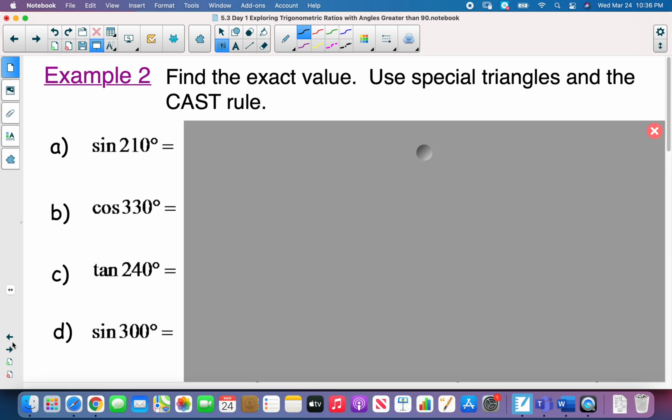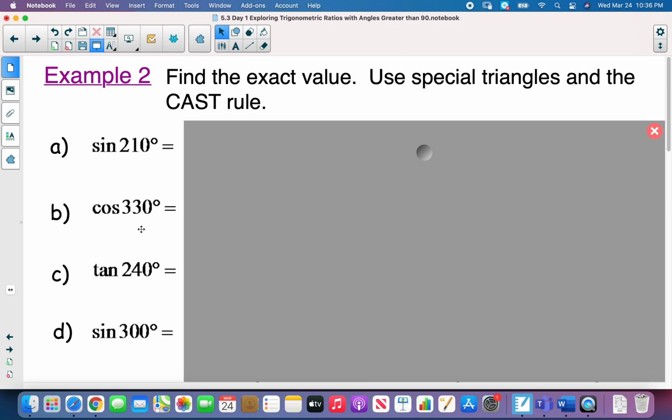So I want you now to try the exact values for the sine, cosine, tangent of these angles. They're all over 90 degrees. You're going to use special triangles to find the acute angle that's related to each of them, and then the CAST rule to decide whether it's going to be positive or negative based on which quadrant it ends up in.